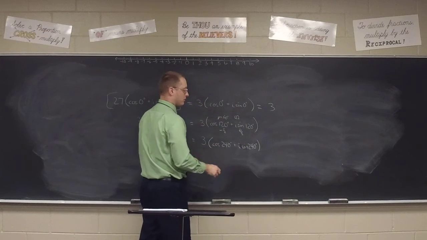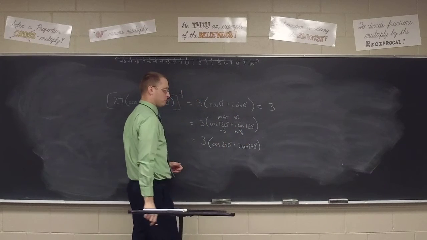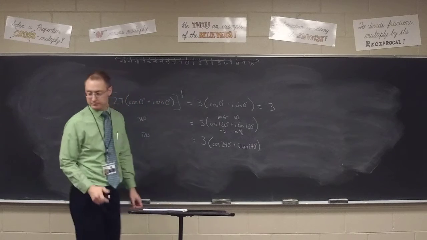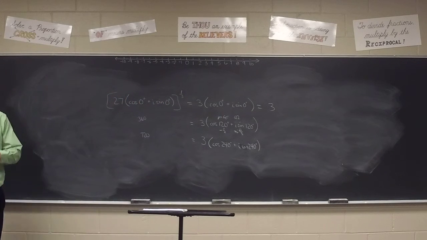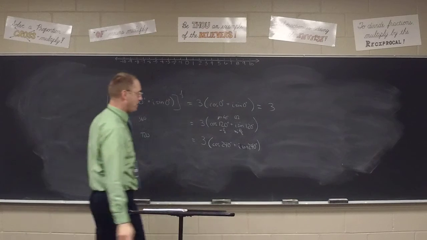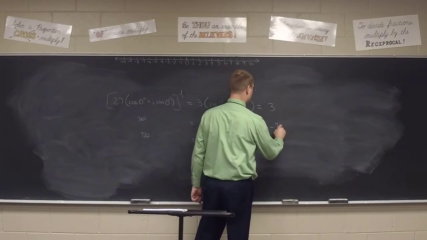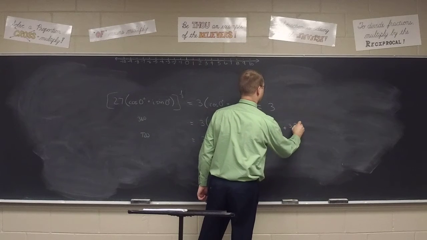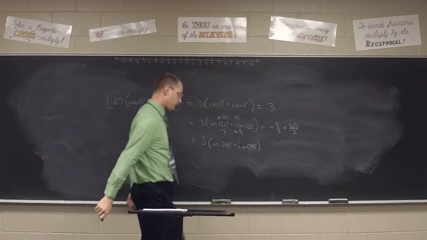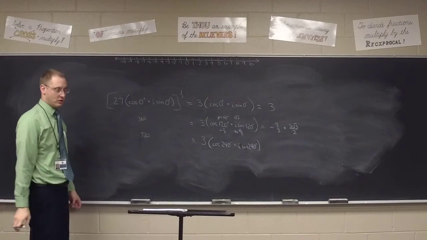In quadrant 2, don't lose the i, we distribute, and you're doing this with me on your paper. 3 over 2 plus 3i square root 3 over 2. It ain't pretty, but it's correct. That's one of the cube roots of 27 we just found.